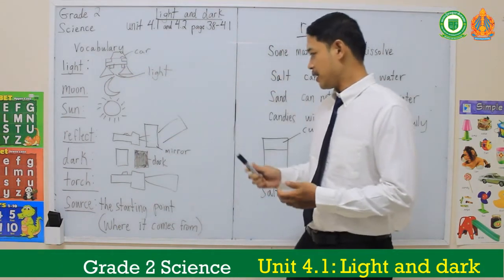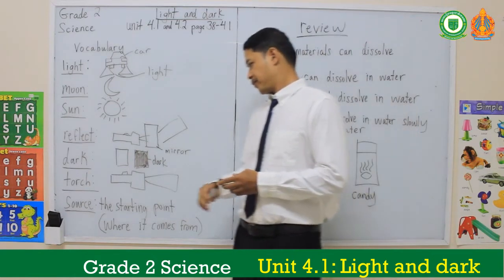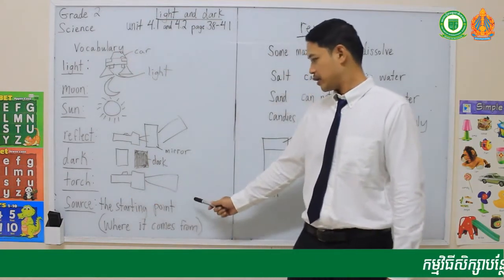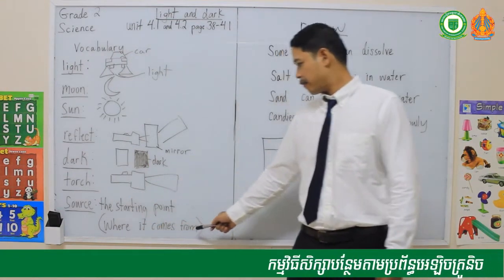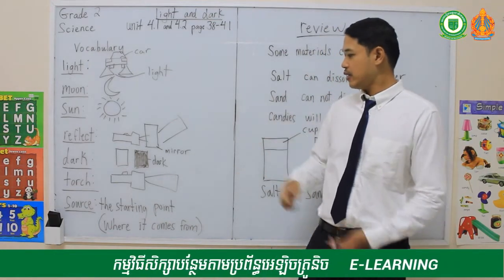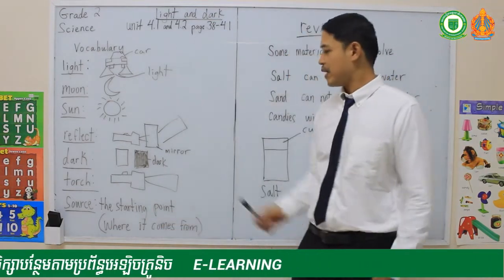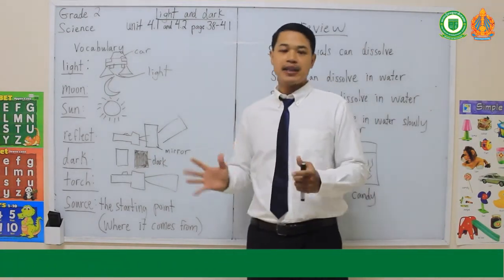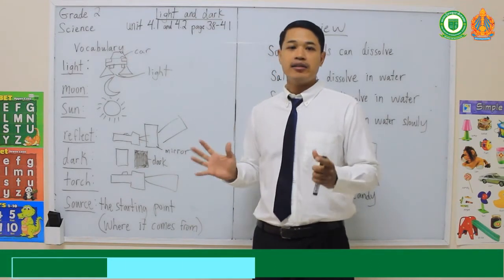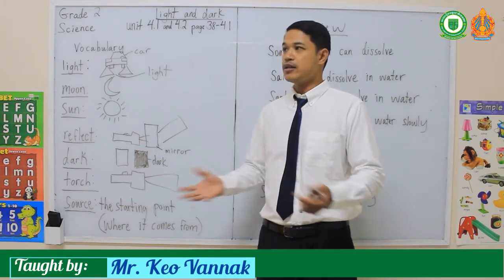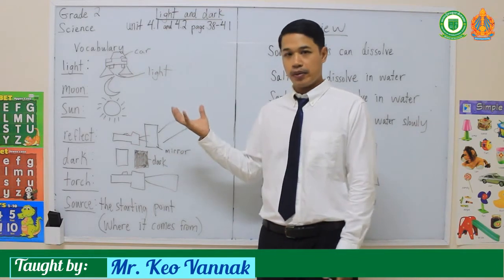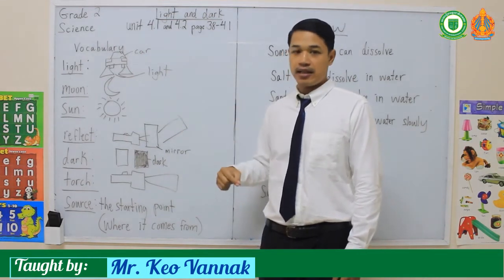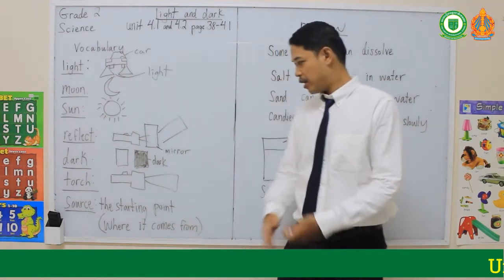And the last one is source. Source is the starting point, where it comes from. In this lesson, it will be light, right? So where does the light come from? Wherever the light comes from, that is a source of light. In your room, if you have a light bulb, that light bulb is a source of light because light comes from the light bulb.